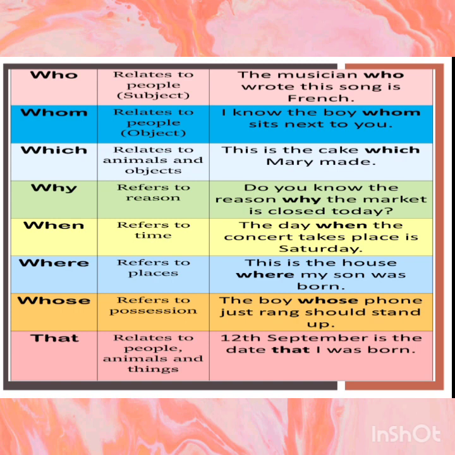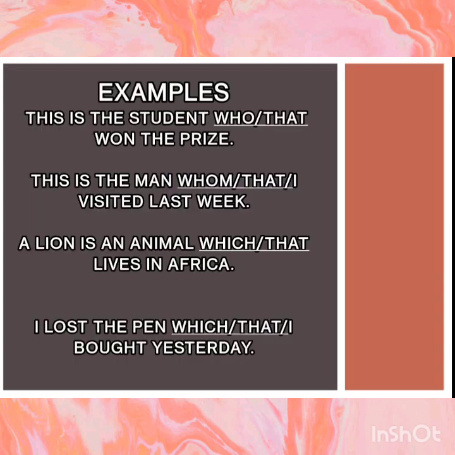Where refers to places. This is the house where my son was born. Whose refers to possession. The boy whose phone just rang should stand up. That relates to people, animals, and things. 12th September is the date that I was born.